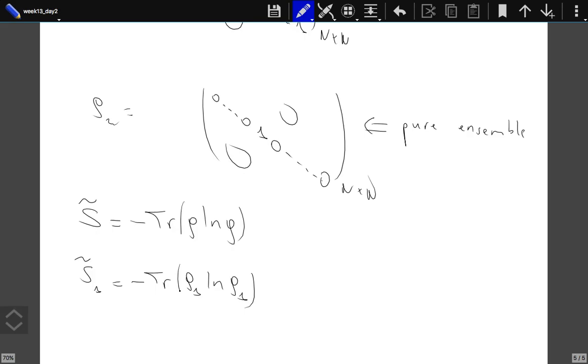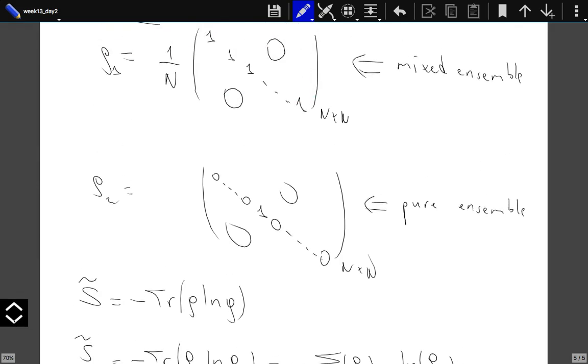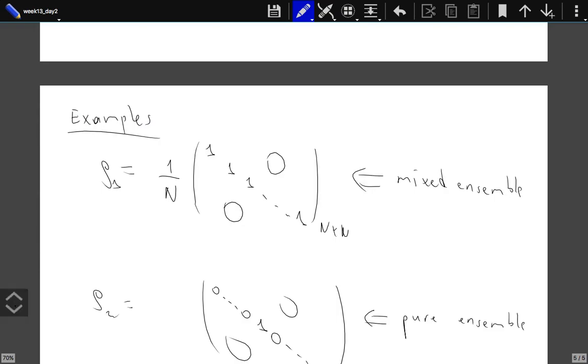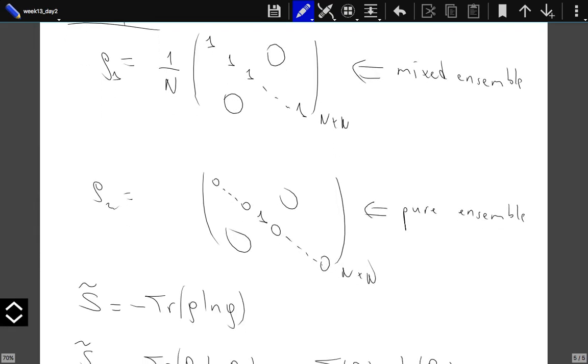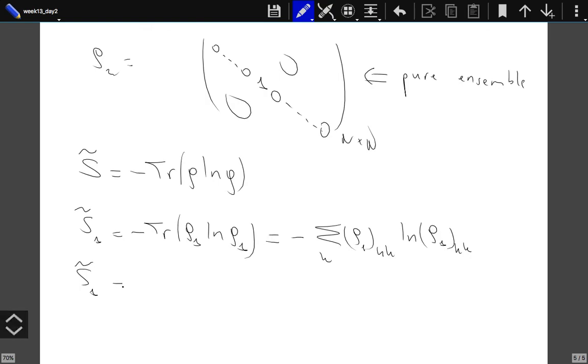Well, the logarithm of a matrix in general will be complicated, but we can choose a basis in which it is diagonal. So this will be equal to minus, in the diagonal basis, sum over k rho 1 kk logarithm of rho 1 kk. Well, the diagonal elements of rho 1 are all 1 over n. So S1 tilde is minus sum over k 1 over n times logarithm of 1 over n.